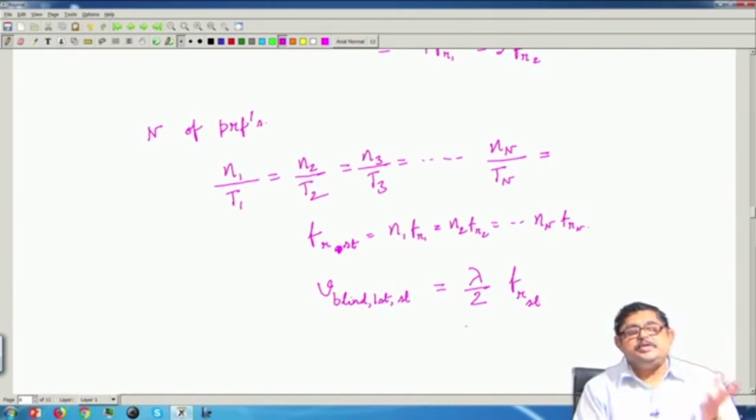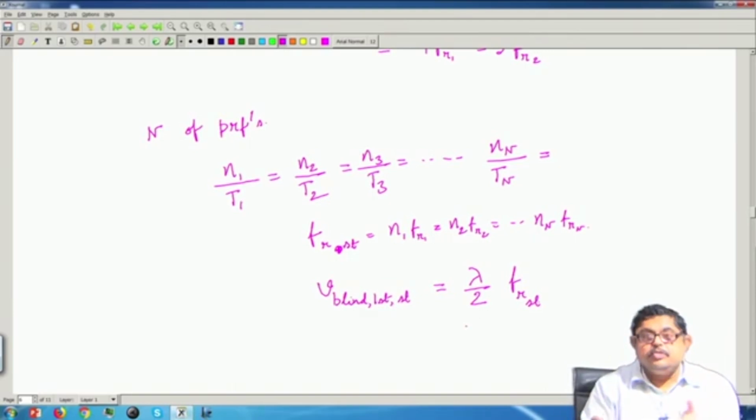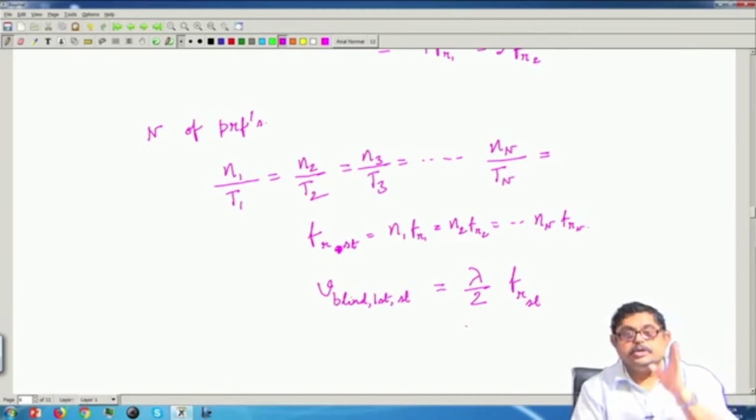Now, to compare it with a constant PRF, we need to find the average time, because you see different pulses have been sent at different times.